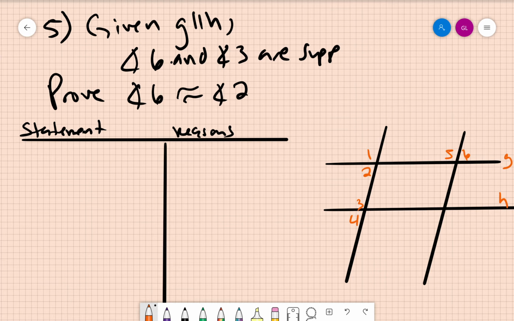So, what is given is that G is parallel to H, which is really helpful to have, and that angle 6 and angle 3 are supplementary. We have to prove that angle 6 is congruent to angle 2. Congruent, not equal.